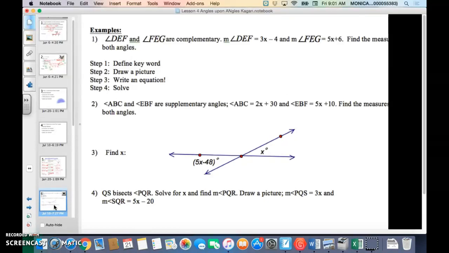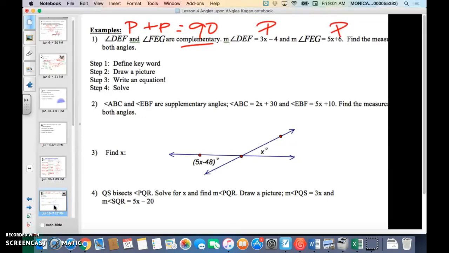So we've got this example of these two angles that are complementary. So when I see the word complementary, the number that comes to mind is 90. So I know I'm going to be using the equation part plus part equals 90. So I know that DEF is one part and FEG is the second part.